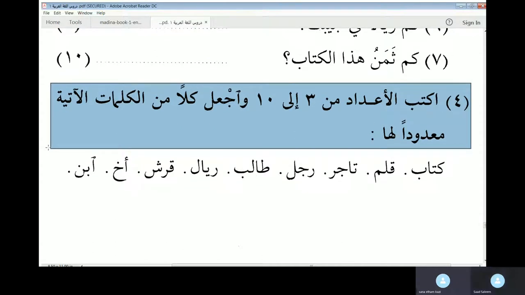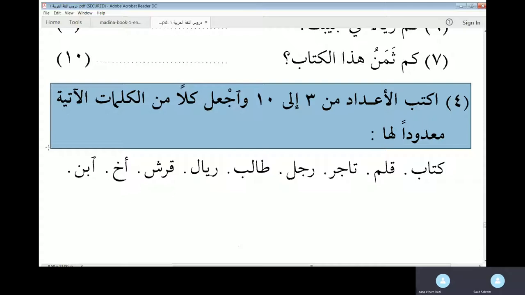Uktubil adada. There is a sukoon on ba, but that sukoon is converted into kasra. Uktubil adada min thalathatin ila asharatin. Min thalathati ila asharati.